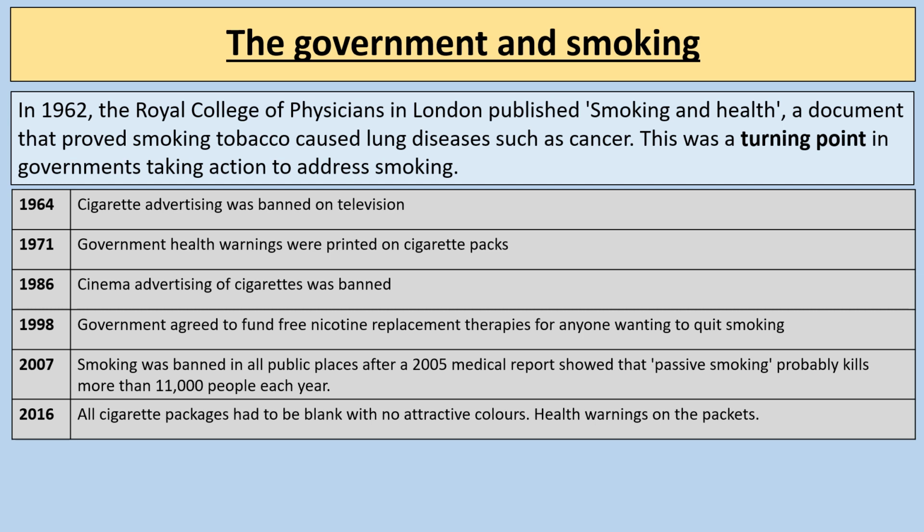Now, a huge event was that in 2007, smoking was banned in all public places after a 2005 medical report showed that passive smoking probably kills more than 11,000 people each year. And from 2016, all cigarette packages had to be blank with no attractive colours and health warnings on the packets.